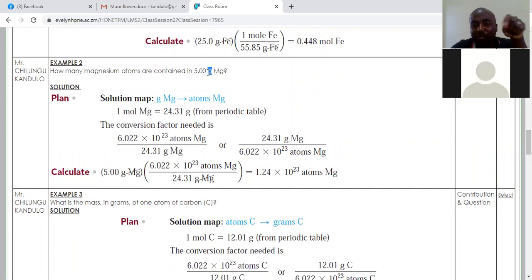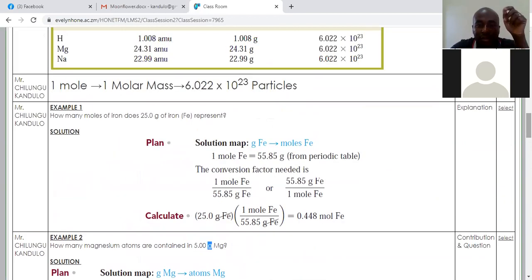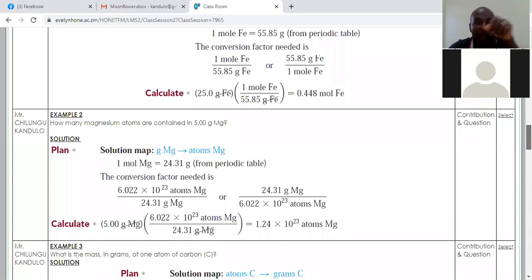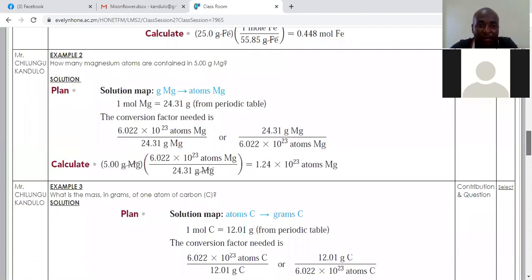Then for grams, we use the molar mass. So you correspond these two, the Avogadro's number and the molar mass. You correspond them such that you are looking for atoms and the grams are able to cancel. So you say 5 grams magnesium, you open brackets, the molar mass for magnesium is 24.31 grams magnesium, which is equivalent to 6.022 times 10 to the power 23 atoms magnesium.